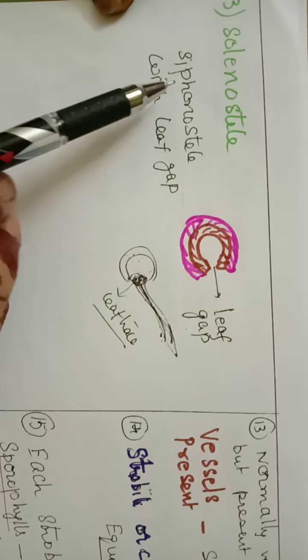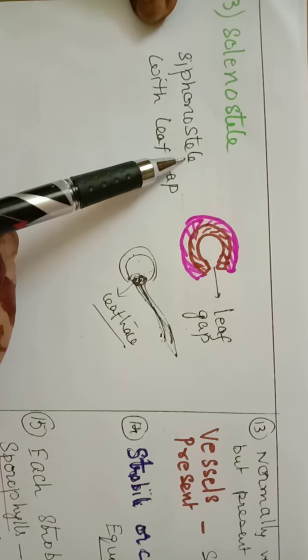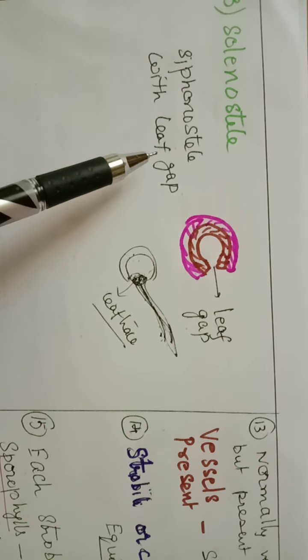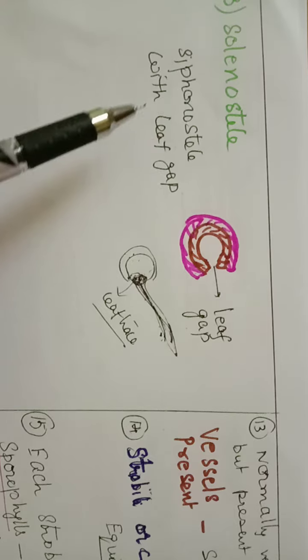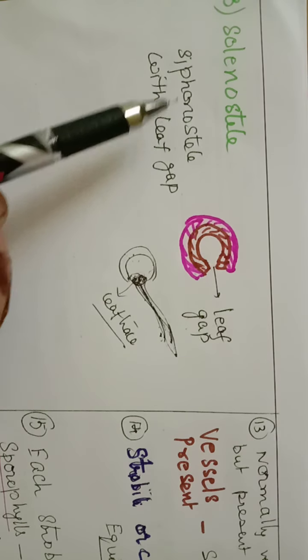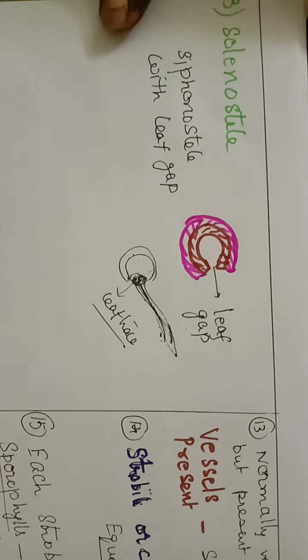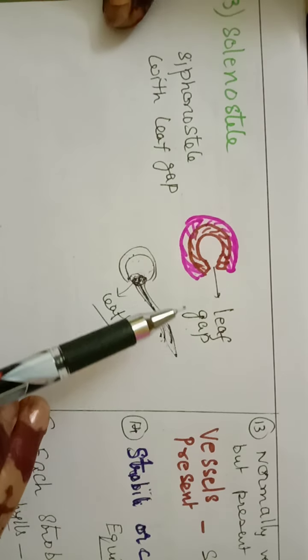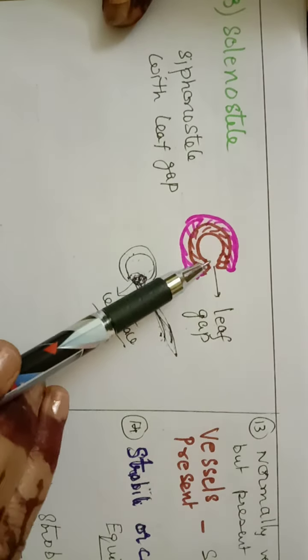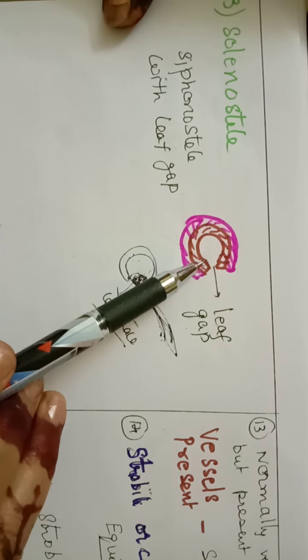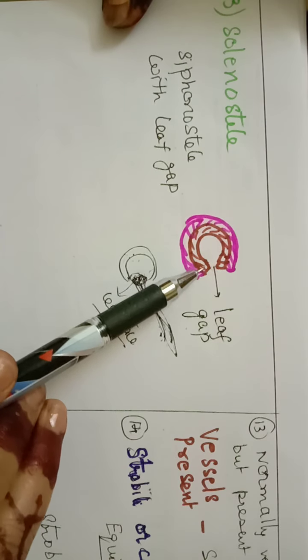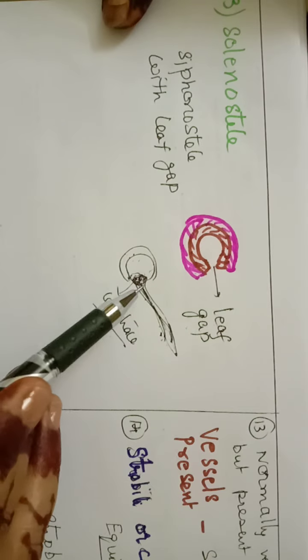Solenosteel is a type of siphonosteel. Here it is with leaf gap. A type of siphonosteel with leaf gap. Now here we should see what is a leaf gap. A leaf gap is a parenchymatous tissue which is present between the stalk of the leaf.